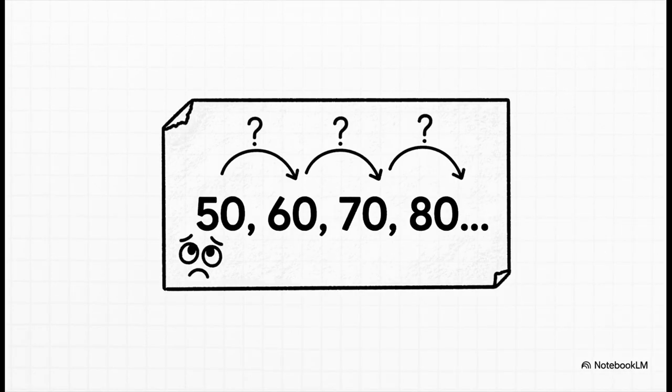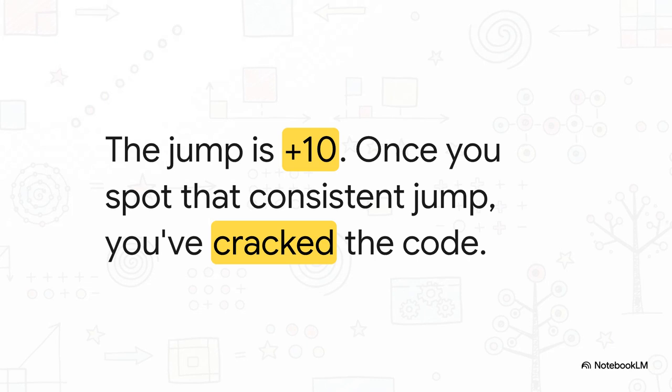Okay, let's go even faster. Don't let the bigger numbers fool you, all right? Look at case file number 3. 50, 60, 70, 80. The method is exactly the same. What's the jump? The jump is +10. Perfect. How about this one?